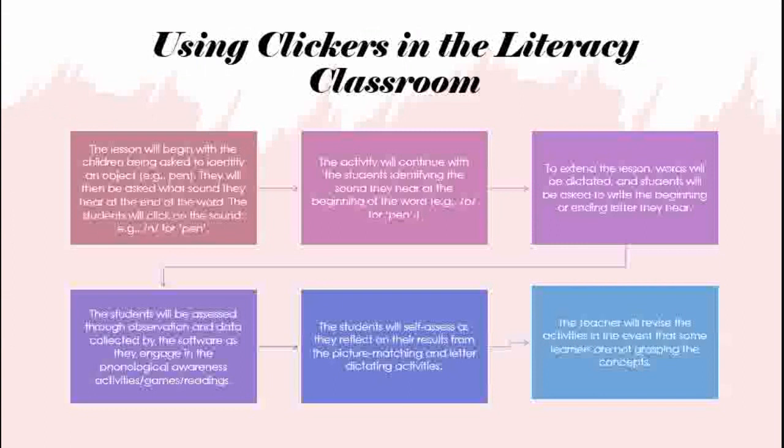Let's look at an example using clickers in the literacy classroom. First, the lesson will begin with the children being asked to identify an object, that is, a pen. They will then be asked what sound they hear at the end of the word. The students will click on the sound, for example, the N, which is the last letter in the word pen. The activity will continue with the students identifying the sound they hear at the beginning of a word. Example, the P in pen.